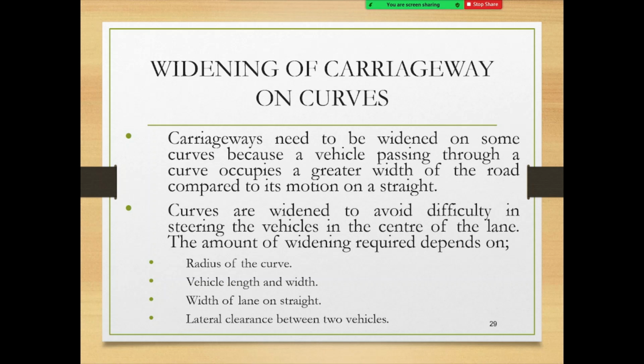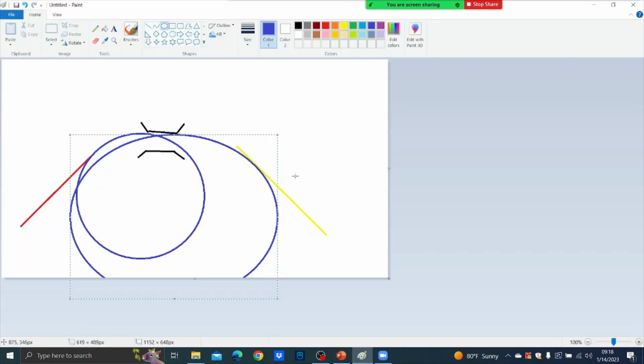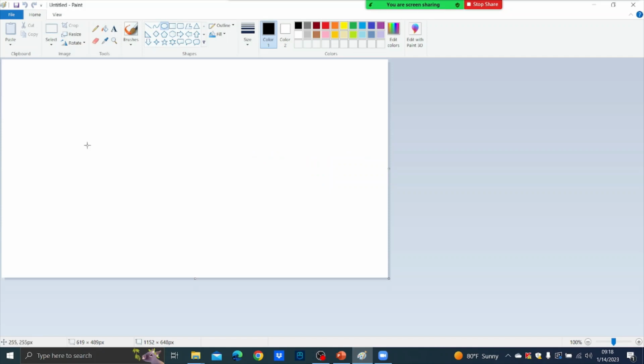Why is it necessary? Carriageways need to be widened on some curves because a vehicle passing through a curve occupies a greater width of the road compared to its motion on a straight. Understand that? I will just draw. If this is our vehicle, I have drawn only one lane. When you are going to take the curve, maybe you will take the curve like this.